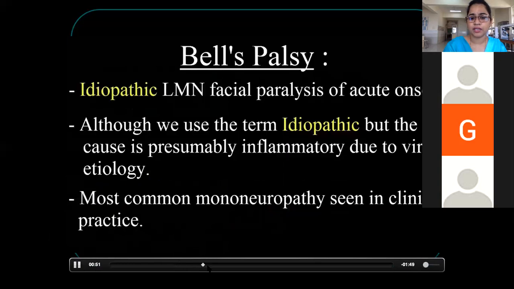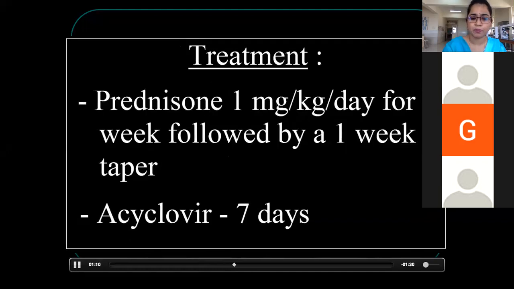So you can see this video. I'm not sure, I cannot provide you a video of Bell's palsy. You can get it from YouTube. You can try to find good case studies on Bell's palsy. You can have a look at it, but I'll give you this PowerPoint presentation later on. The treatment and all is not required for you.